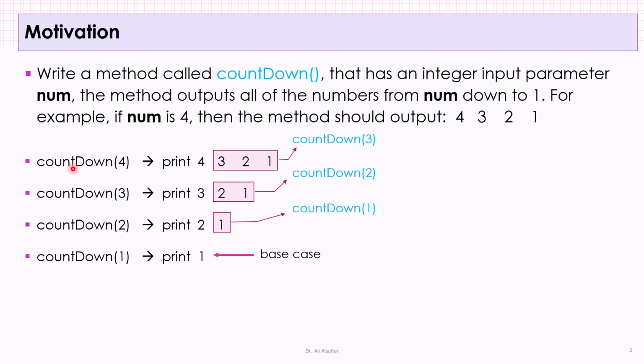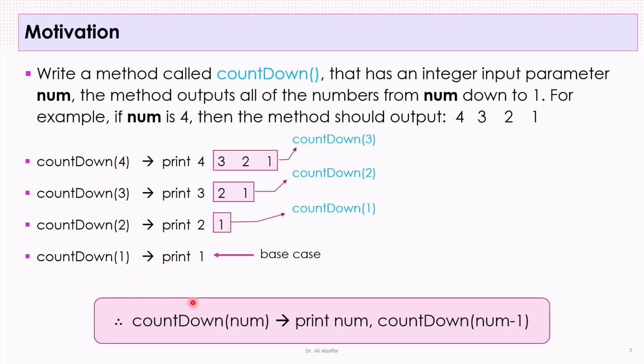So countdown 4 calls countdown 3. And countdown 3 calls countdown 2. And all the way down, countdown 1 does not call the method again. It simply prints the number 1. So now we can generalize the notation here. Instead of 4, we can generalize it with the input parameter num. And we say that the method countdown, if it has input parameter num, first prints the number num, and then it calls the same method but with input parameter num minus 1.